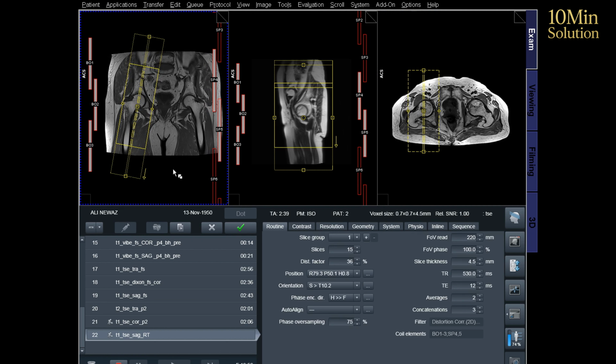Slices must be sufficient to cover the hip joint from the outer cortex of the greater trochanter up to the inner portion of the acetabulum.